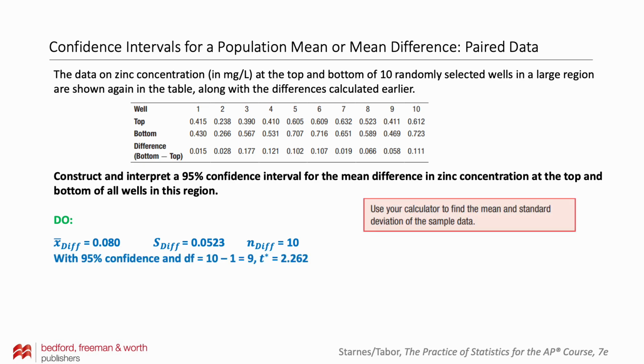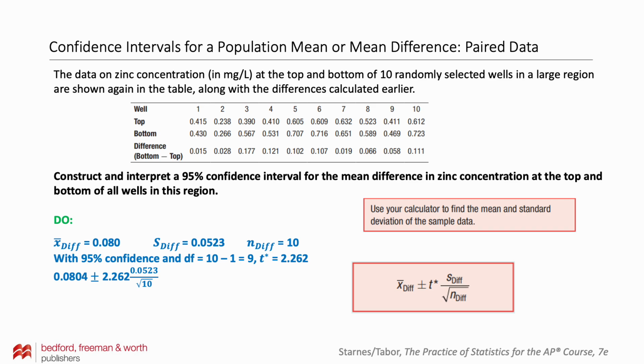Then we're constructing a 95% confidence interval. So 10 minus 1 is 9. So we can go ahead and use table B to find our t*. And then we're going to go ahead and put our statistic plus or minus our t* times our standard error and do the calculations to find our interval.